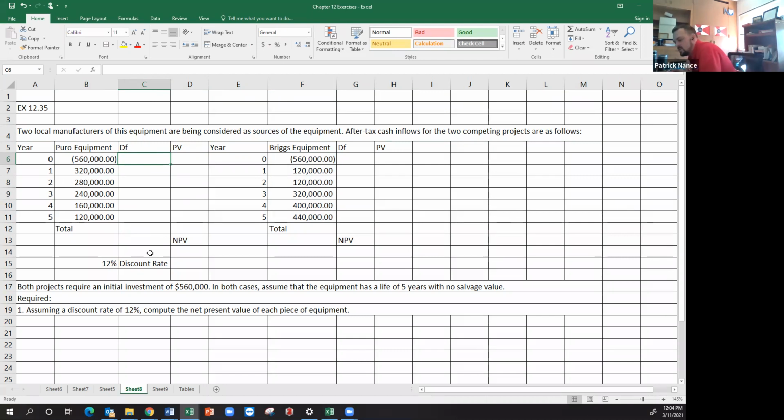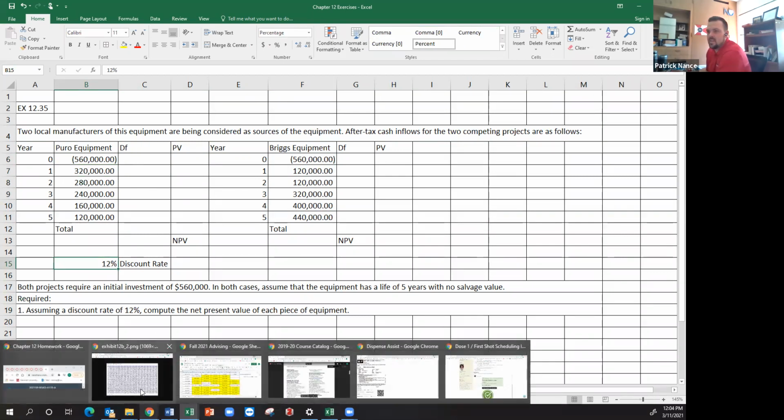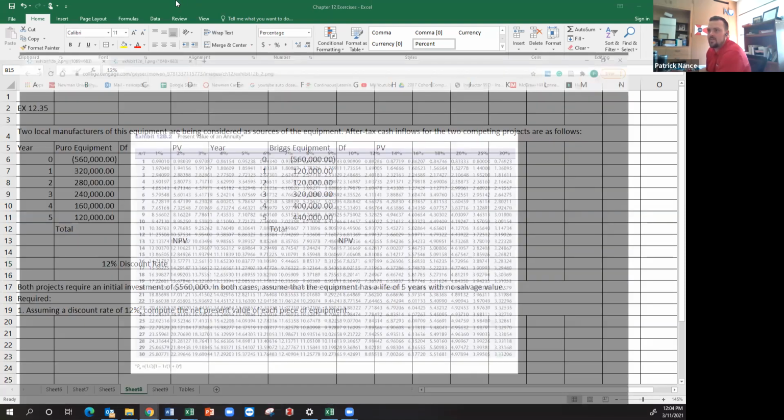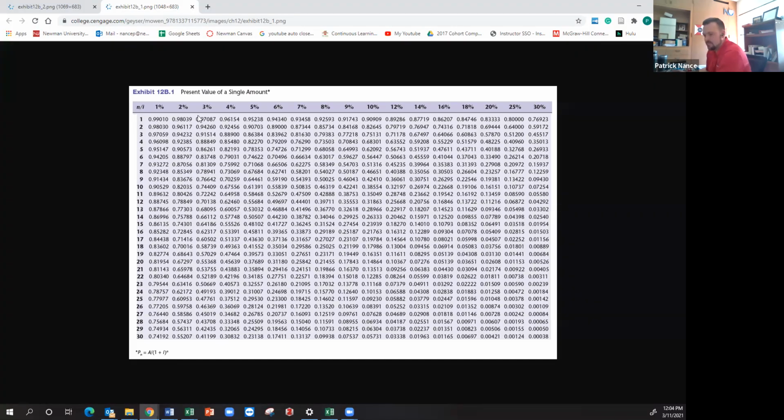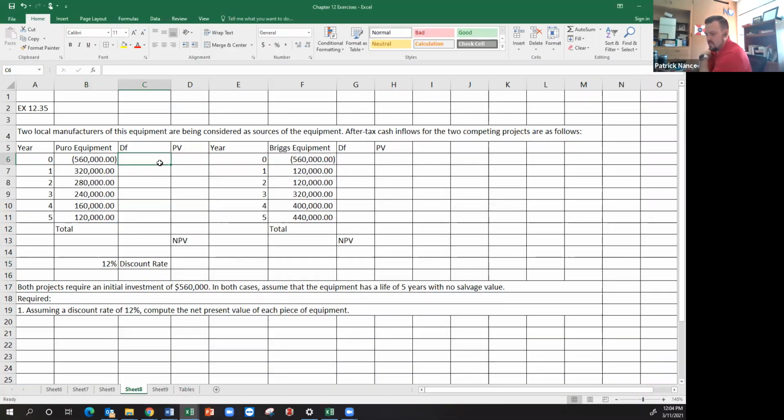So I want to figure out what the value of $320,000 is, discounted back at a rate of 12% to this year. So if I go use the present value table, the present value of a single amount table, my discount factor is 12. And so year 1, I can put 0.89286 in there. Oops, not for year 0, excuse me.